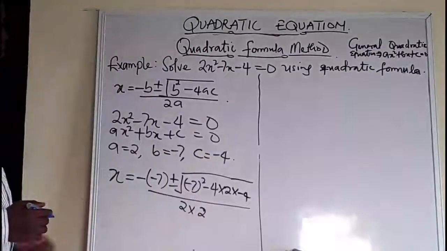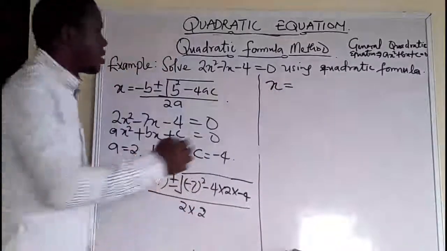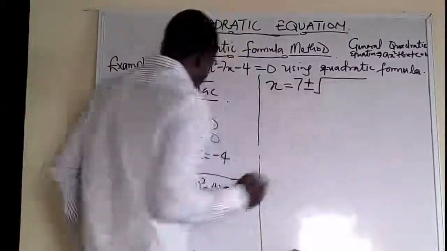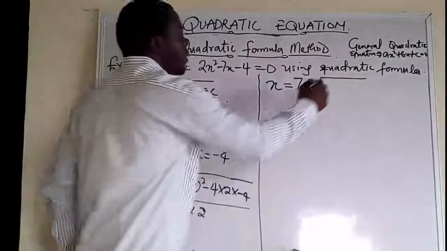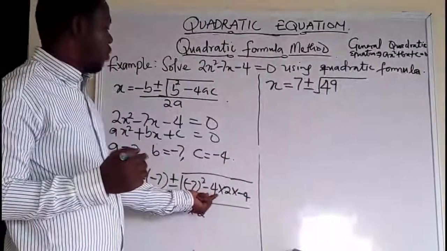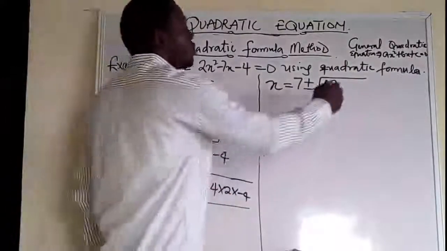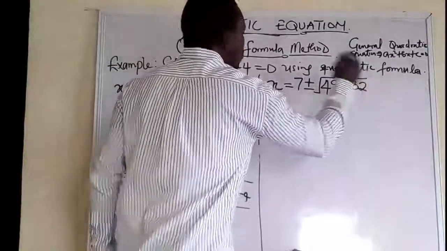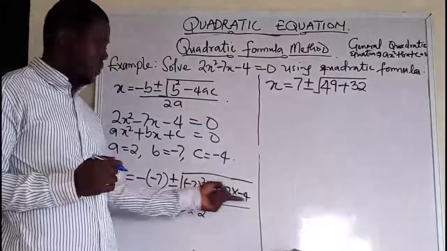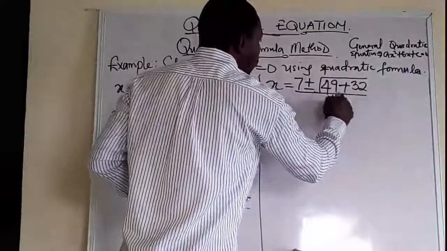So now, what do we have here? Let us come up here so that we can see well. Minus times minus, that's plus. That's 7 plus or minus. Let us take this one. That's minus 7 squared, that's 49. And then minus 4 times 2, that is minus 8. Minus 8 times minus 4, that should be plus 32. You have to be careful of the sign. So when you see minus and minus here, that means this one turns to positive, and you multiply everything at a go. And then you say everything over 4.